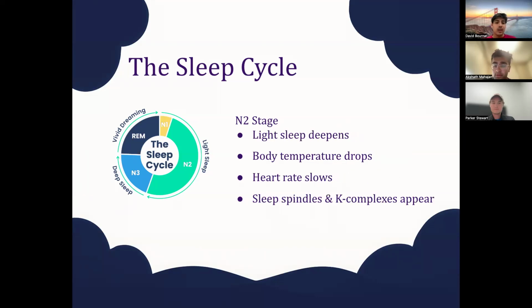The next stage that you're going to enter is N2 sleep, and this is where your body spends about half of your time sleeping. Here, you're going to start to see your body temperature dropping, your breathing and heart rate slowing, and also brain activity slowing as you start to see spindles and K complexes within a brain scan, and this can really help with memory consolidation.